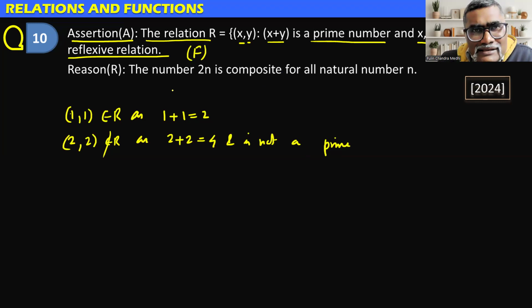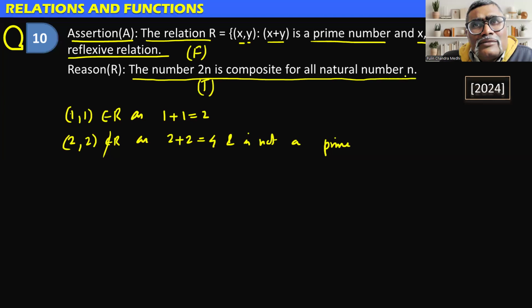Now you see there is a clever idea. If it is false, if the question is of course correct, then the other one has to be true because the four options do not contain both options false. So it has to be true. You justify, of course, you can justify also that the number twice n is composite for all natural numbers.